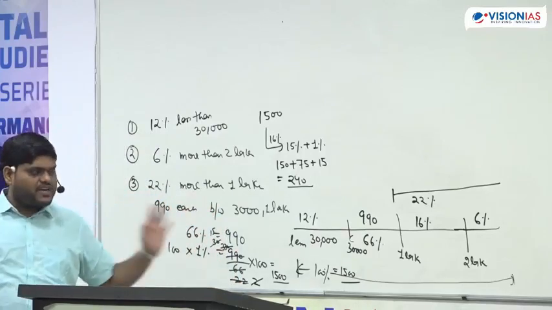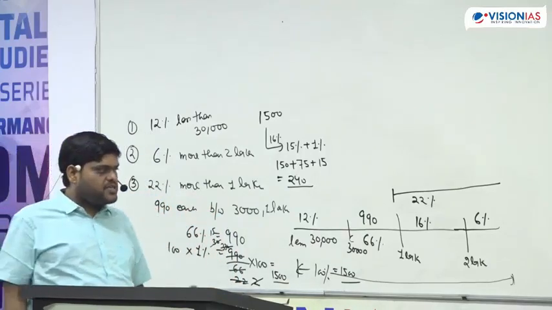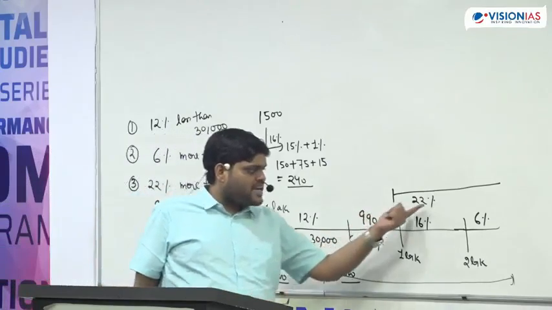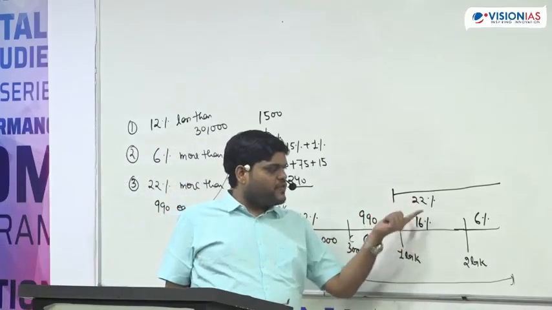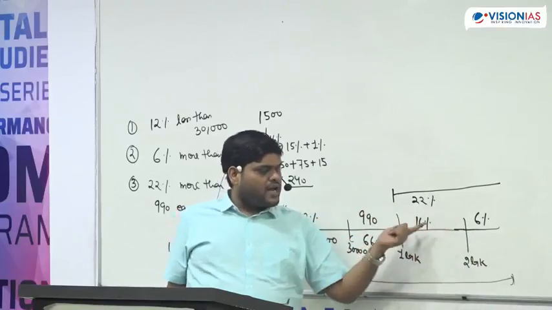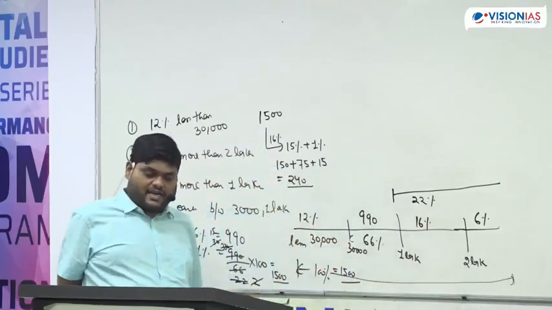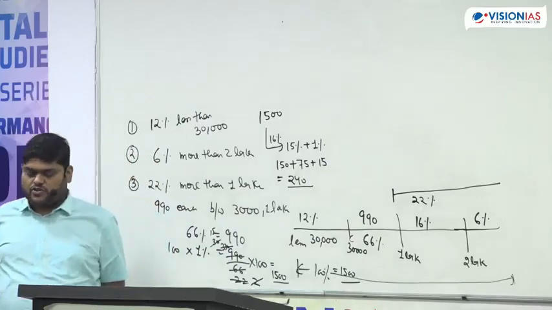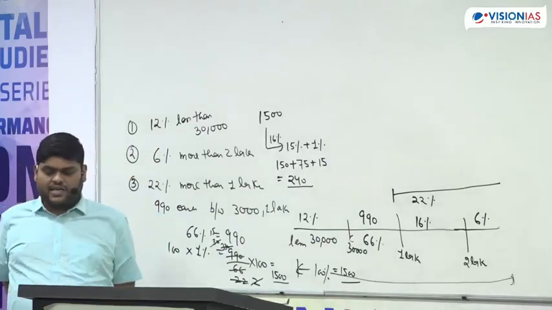This is not a difficult one, but a bit confusing one. A student might make a mistake here. They have given more than 1 lakh, that means the total value. So between 1 lakh to 2 lakh, only 16% will be there. This is a bit of a practice question. If you practice it, you will be able to answer it.